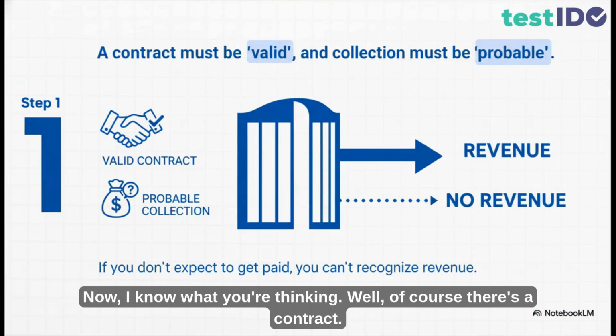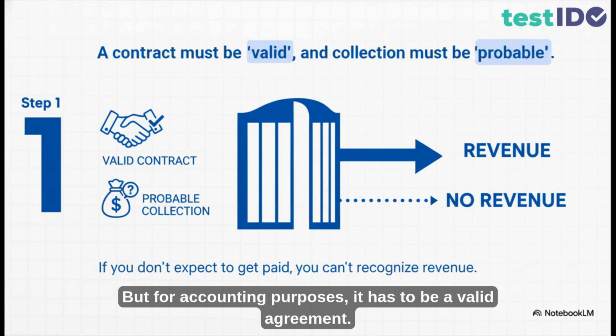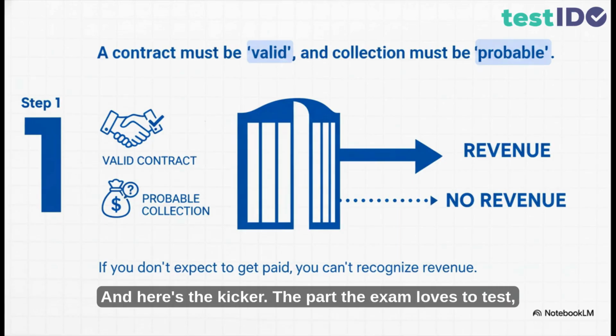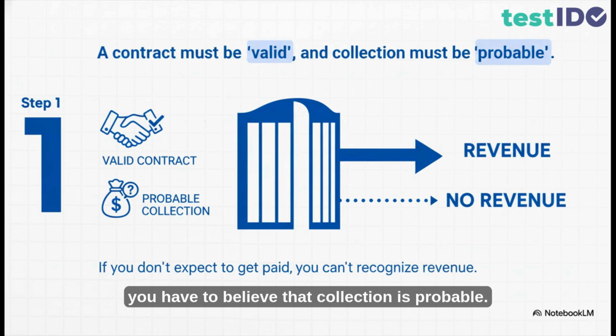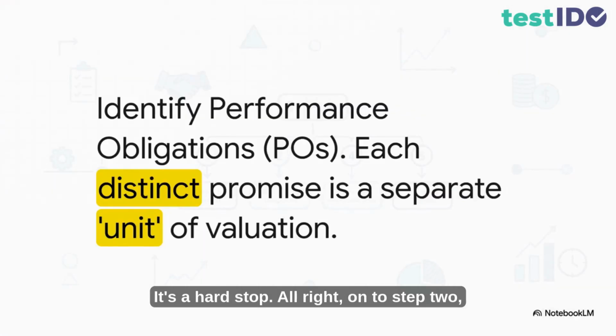Now, I know what you're thinking. Well, of course there's a contract, but for accounting purposes, it has to be a valid agreement. And here's the kicker, the part the exam loves to test: you have to believe that collection is probable. Bottom line, if you don't actually expect to get paid, you can't recognize any revenue, period. It's a hard stop.